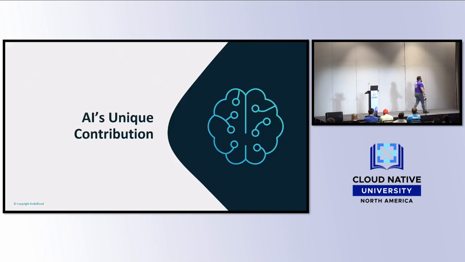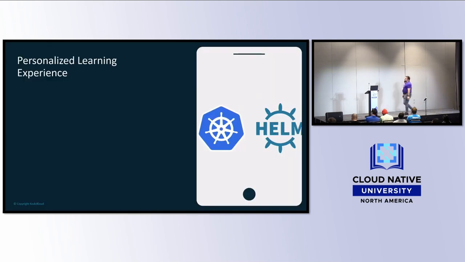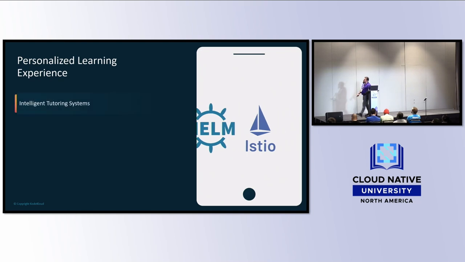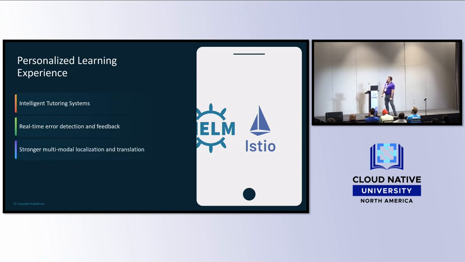So then what would be AI's unique contribution if we were going to start with interactive labs and do something to transform unblocking students? We've already mentioned wanting a personalized learning experience. So how could we get to intelligent tutoring? How could we get to real-time error detection and feedback in the labs, right? How could we get a system that is watching what the student is doing and can actually comment on it? And the other piece was, how can we get better localization?